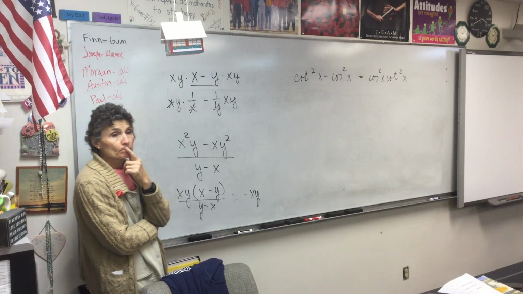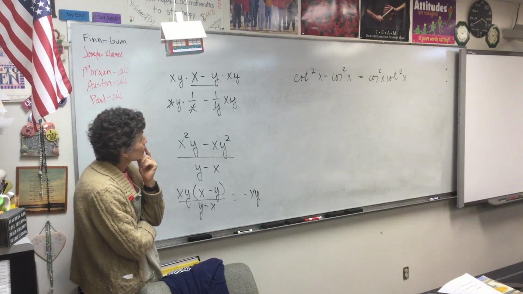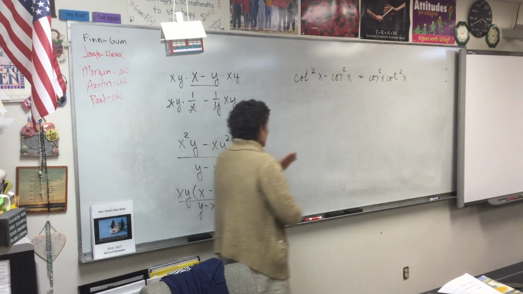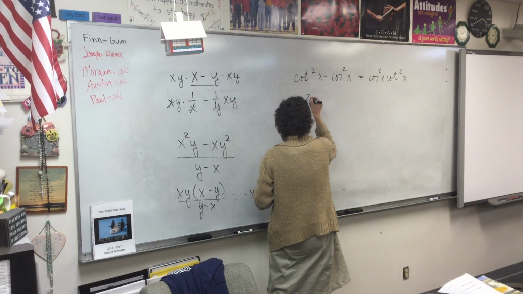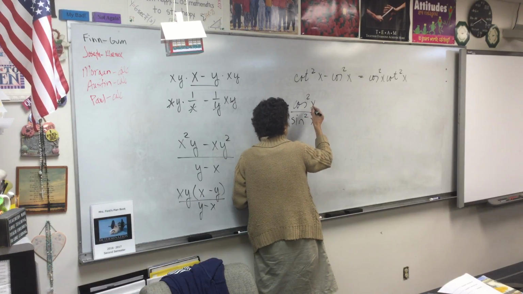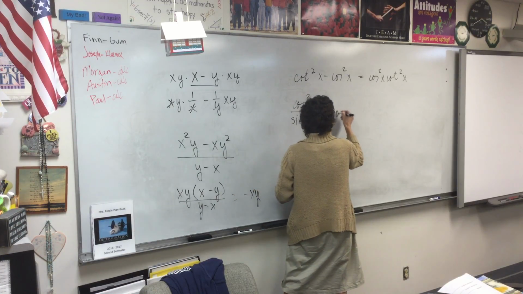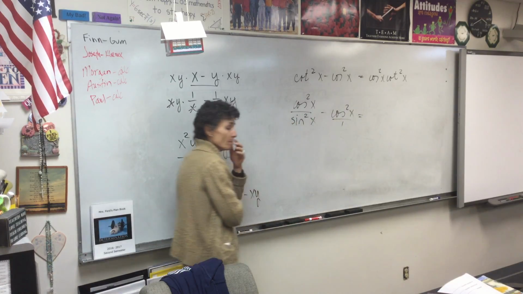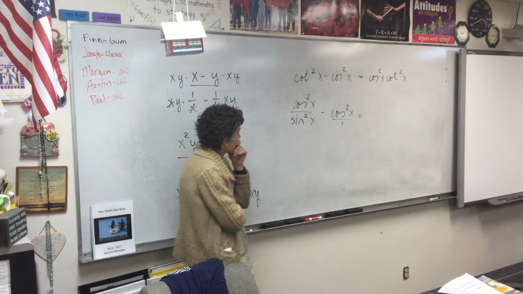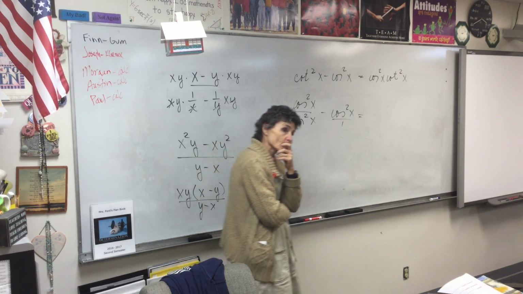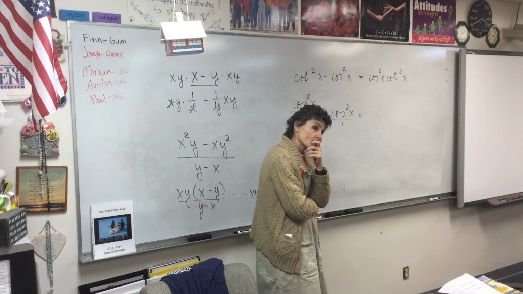Millie. Could you substitute cotangent for cosine over sine and then? Oh, wait a second, Millie. I love your idea. Let me get caught up with you, and then you can continue. So cotangent squared is cosine over sine squared, and this is just cosine squared over 1. Okay, Millie. Then what? I was going to change cosine into.